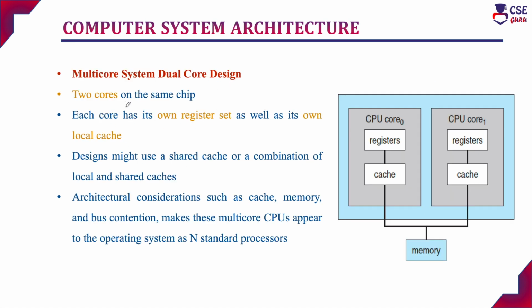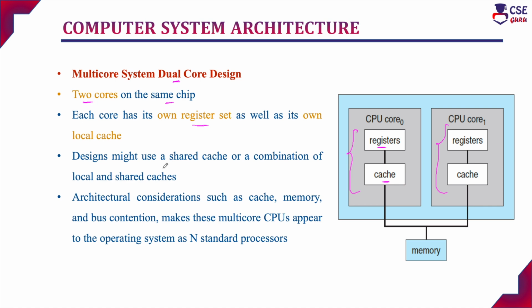And multi-core system, dual core design. This is one variant of multi-core system. So here in dual core design, there are two cores on the same chip. That is, two processors we will place on the same chip, and each core will have its own register set as well as its own local cache. So this is core 0 and this is core 1. Each core will have its own registers and cache memory.